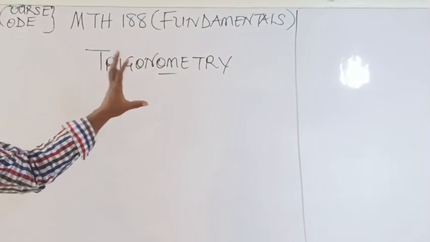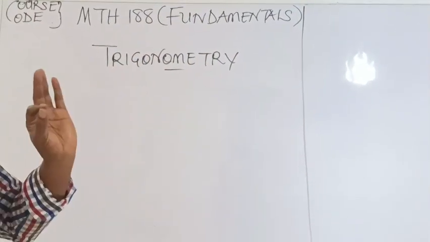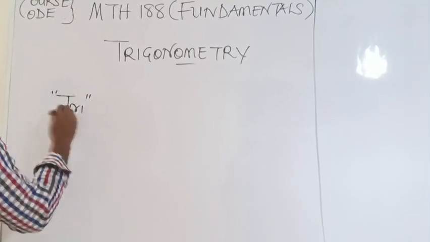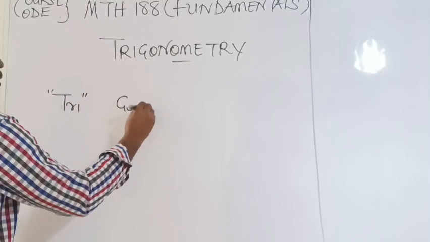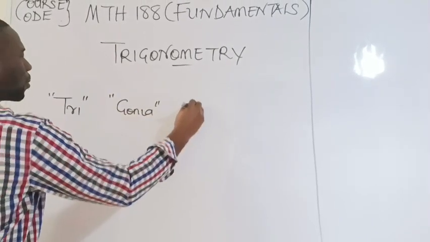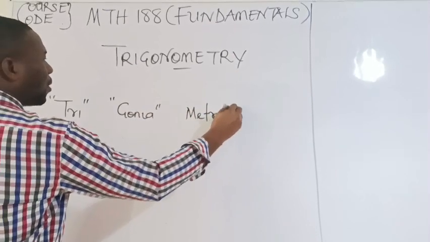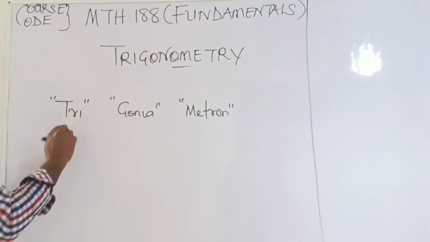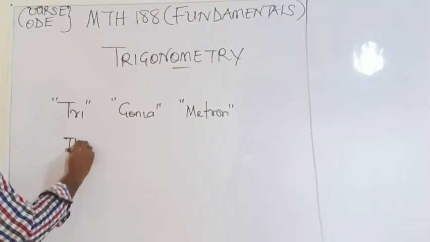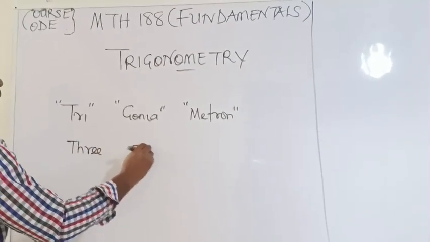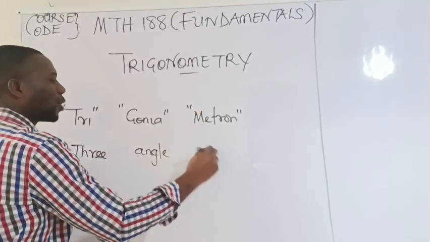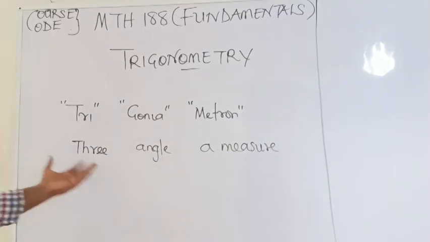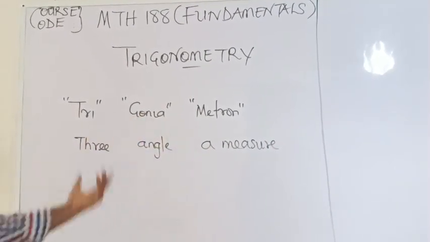Now, the word trigonometry was coined from the Greek words trigonia and metron. This is the Greek word from which trigonometry was coined. So, tri is 3, gonia means angle, then metron means a measure. So trigonometry, you could say it's 3-angle measure, or a measure of 3 angles.